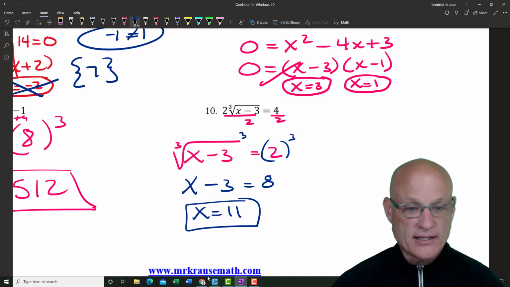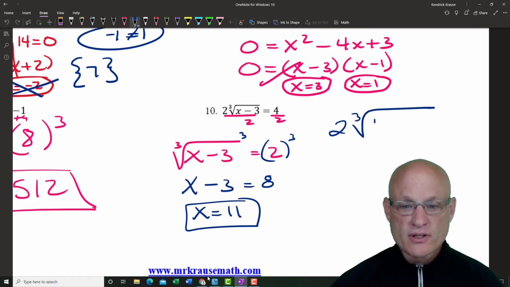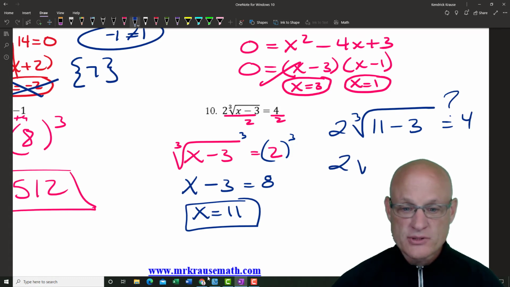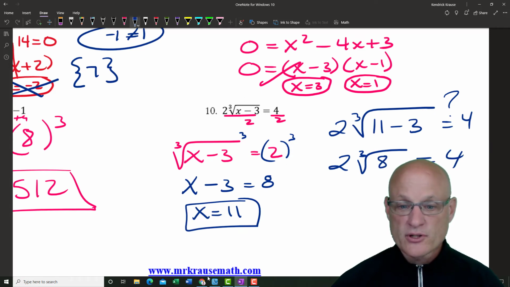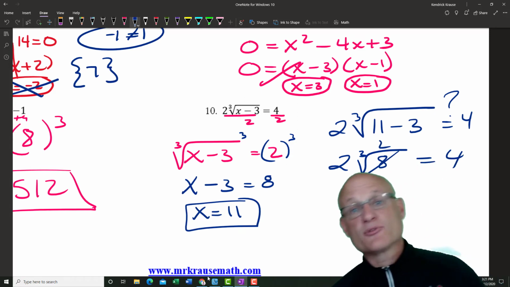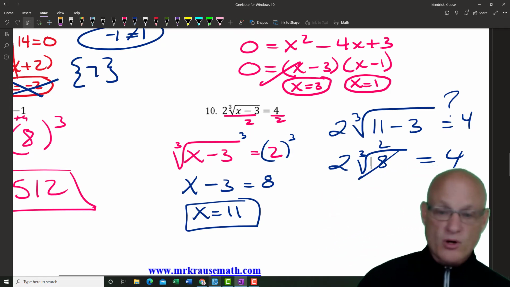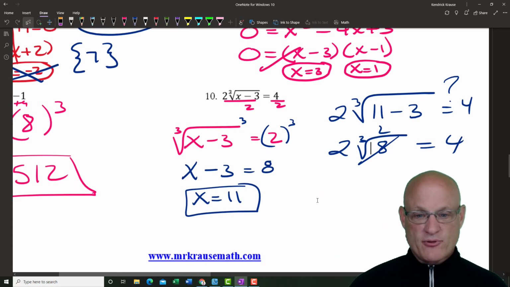Now you should check this. 2 times the cube root of 11 minus 3, does that equal 4? 11 minus 3 is 8, so that's 2 times the cube root of 8. Does it equal 4? The cube root of 8 is 2, so 2 times 2 is, in fact, 4. That was behind my head. Let me slide that forward up a little bit.